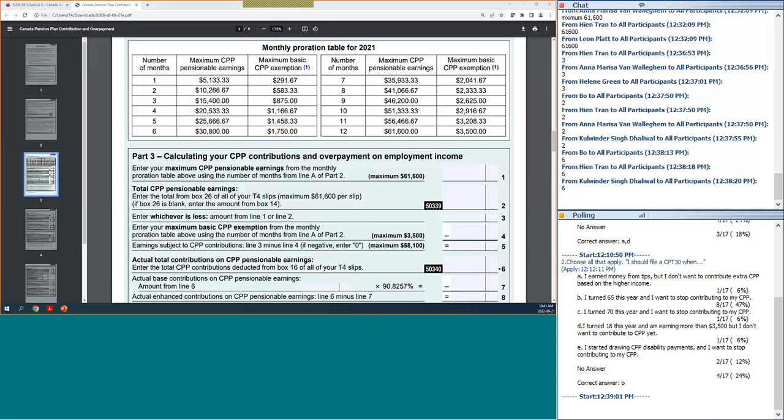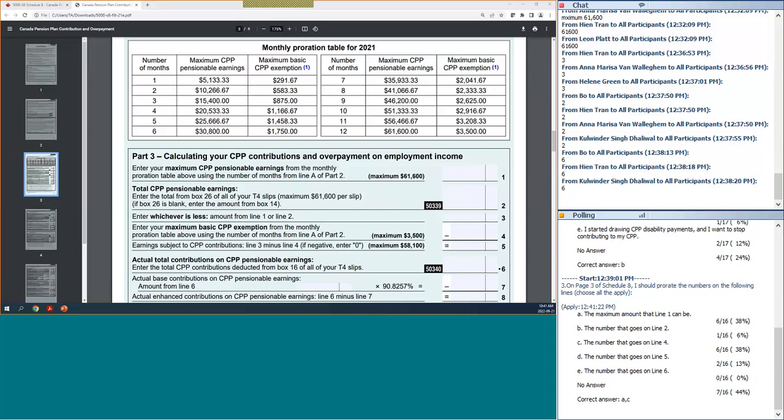I will say you all did very, very well. I am impressed and very encouraged because I know this can be a little complicated. This is an intimidating schedule, especially if you're brand new to tax returns. So again, rather than getting worried about it, just read it very slowly and very carefully, and you will get the right answer. So I think most people agreed we are going to prorate line 1.